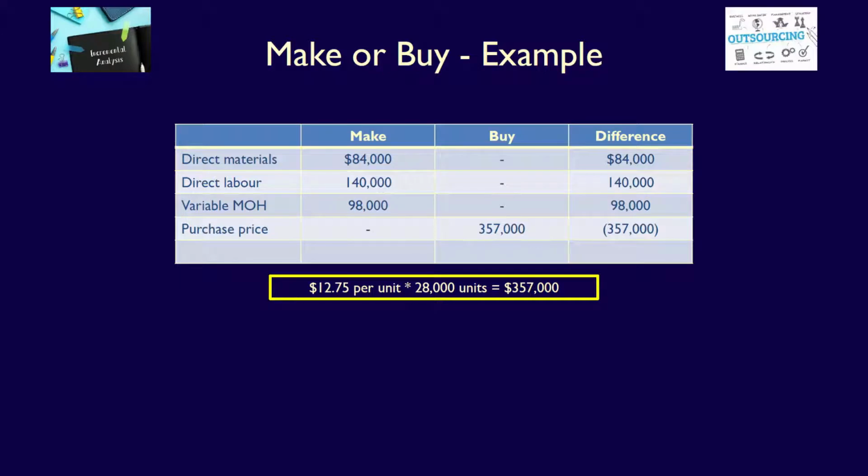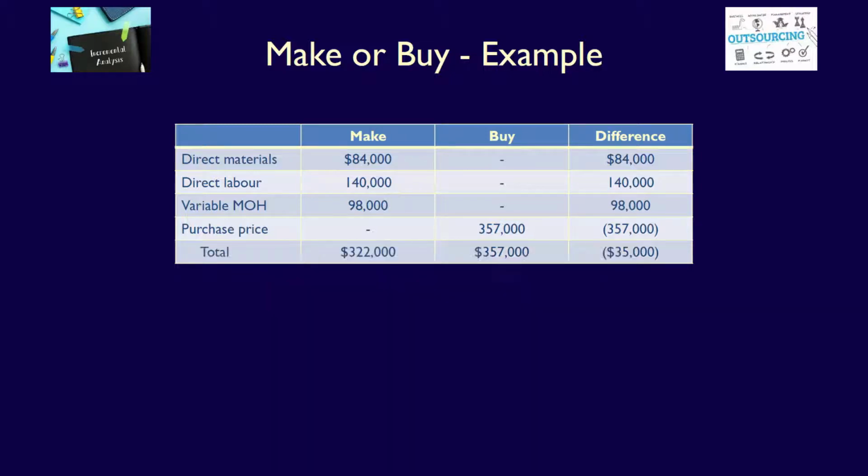The cost to buy the component now has to be added. $12.75 per unit multiplied by 28,000 units is equal to $357,000. If we look under the make column, the cost of the buy component is 0 because we would not buy any if we were going to make them. The cost to the buy component under the buy column would be the full $357,000. 0 minus $357,000 is equal to negative $357,000, which we place under the difference column.